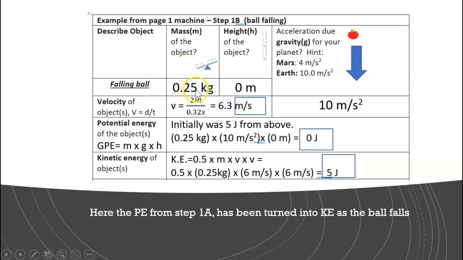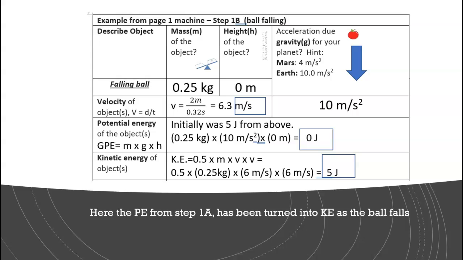So again, the mass of the falling ball hasn't changed, it's 0.25 kilograms. The height is now 0 because it's fallen to the ground. So the velocity of the fall, how long did it take it to fall 2 meters? It took 0.32 seconds, which gives us a velocity of 6.3 meters per second. So now we're going to calculate its potential energy. We take the 0.25 kilograms, that's our mass, times 10 meters per second squared, times its height. It's at the ground, so its potential energy is 0, right? Because it's on the ground.